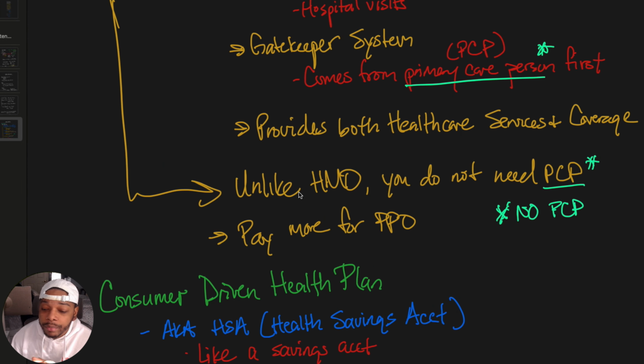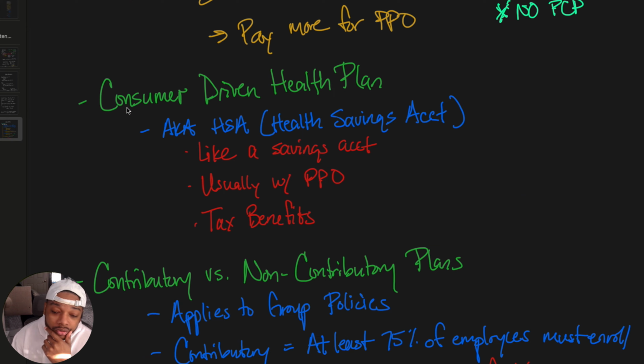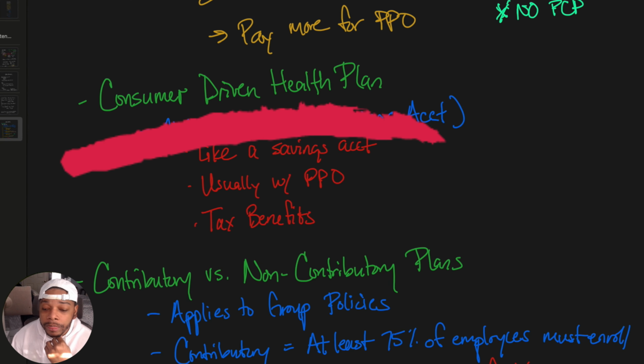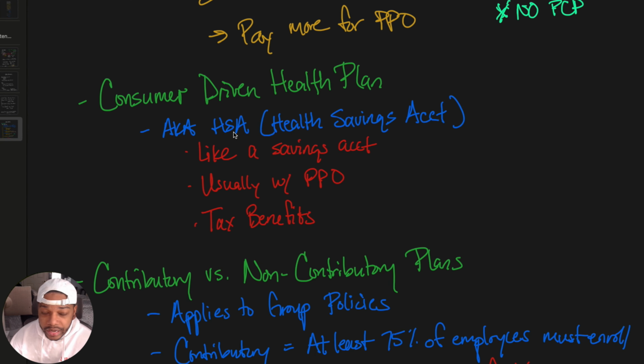Now, the other type of health insurance is the consumer-driven health plan, okay? This is like your HSA, your health savings accounts. This is what a lot of financial advisors also say to have. This is literally just a health savings account. Usually it's a PPO plan, and they usually get health savings accounts for tax benefits. I mean, there's really nothing more to it. It's just literally a savings account for your healthcare. That's really all it is.